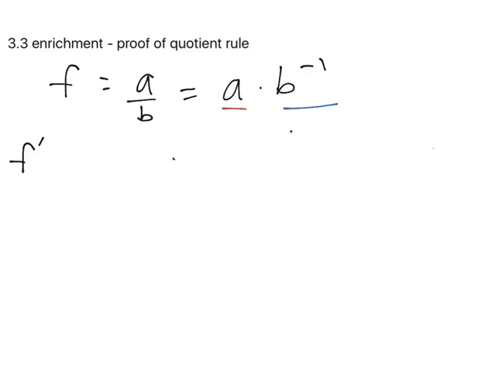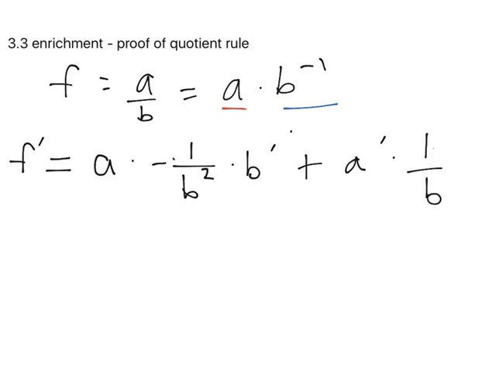So applying the product rule, f prime, the derivative of f, is going to be a times negative 1 over b squared, that's coming from the power, negative 1, times the derivative of b of x, or just b prime, that comes from the chain rule, plus a prime times 1 over b. In other words, if f is a over b, then f prime is a times negative 1 over b squared times b prime plus a prime times 1 over b.